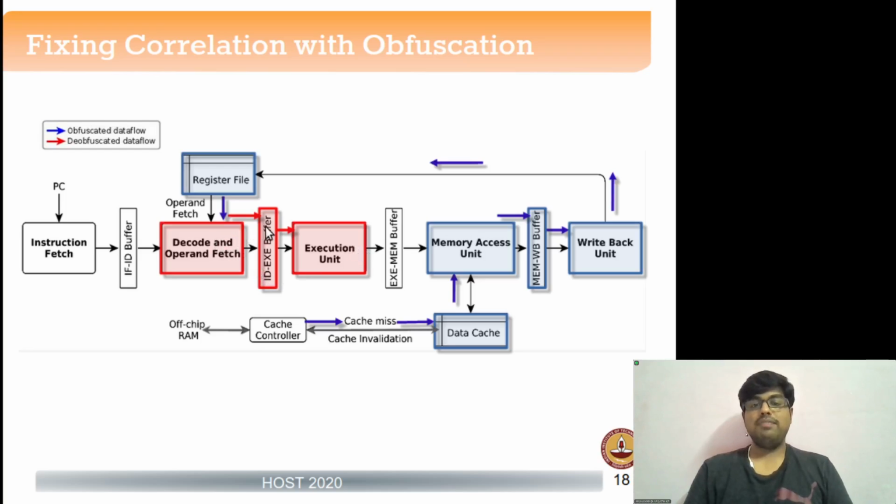So the deobfuscated data gets stored in this IDEXE pipeline buffer, then it undergoes execution. After the end of execution, the executed result will be obfuscated back, and then it gets stored in this EXMEM pipeline buffer, and then it is accessed in the further pipeline modules.